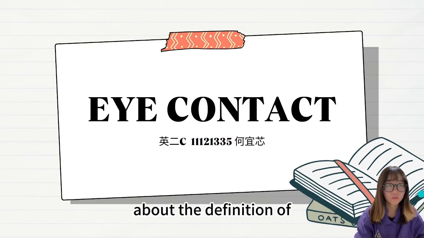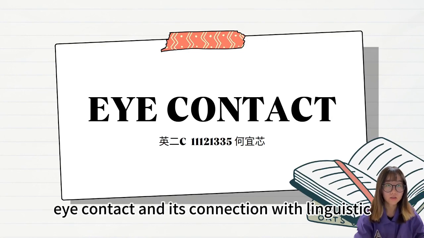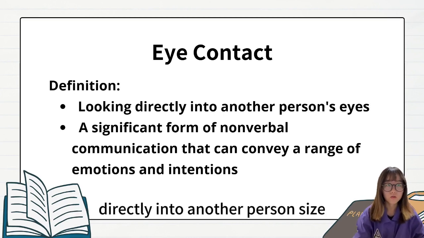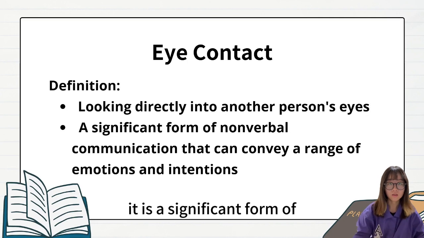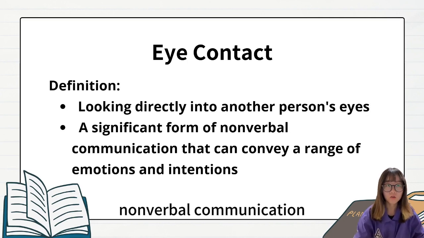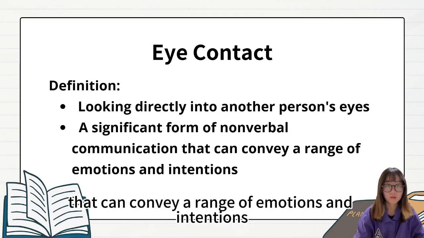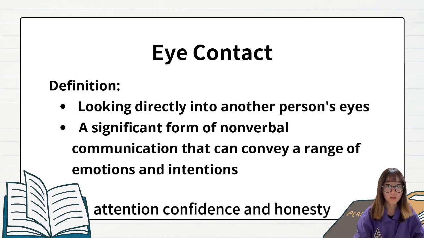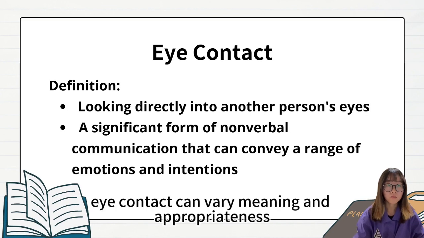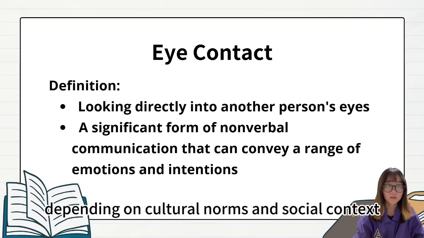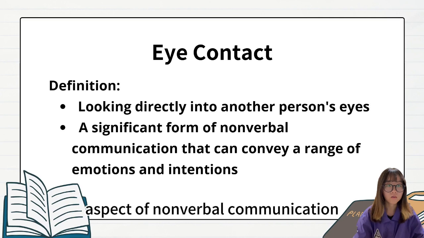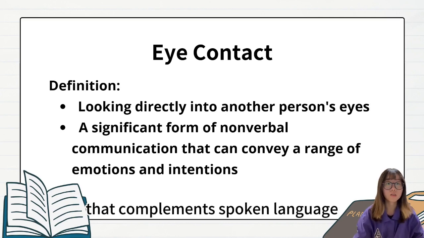First, I'm going to talk about the definition of eye contact and its connection with linguistics. Eye contact is the act of looking directly into another person's eyes. It is a significant form of nonverbal communication that can convey a range of emotions and intentions, such as interest, attention, confidence, and honesty. Eye contact can vary in meaning and appropriateness depending on cultural norms and social contexts. In linguistics, eye contact is an important aspect of nonverbal communication that complements spoken language.